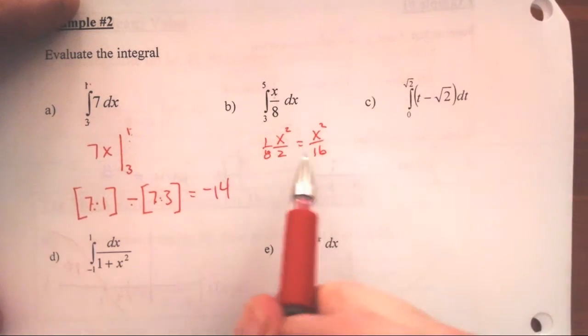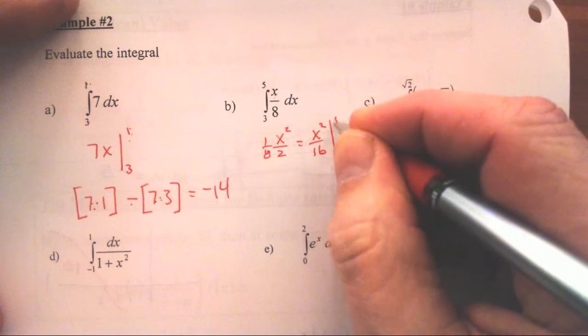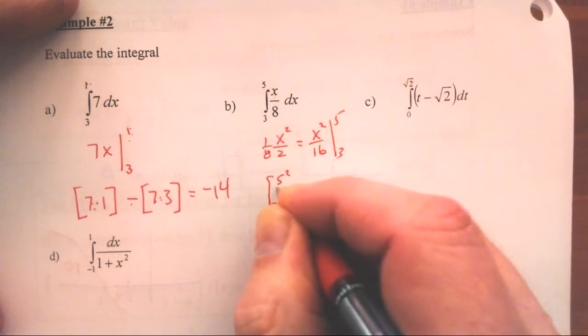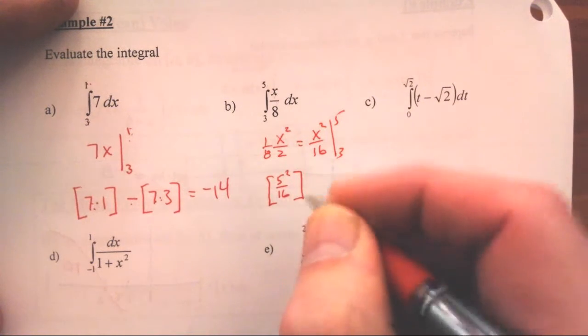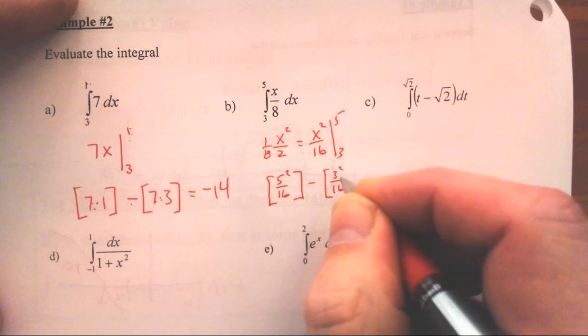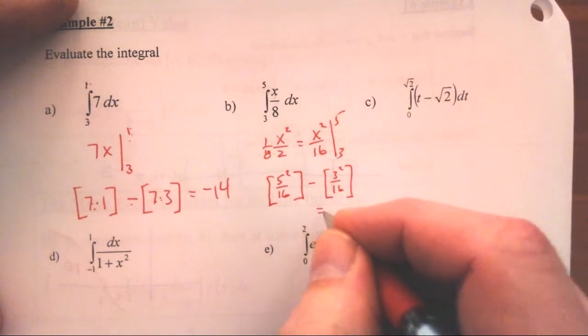Let's take a quick look. 2x on 16, x on 8, from 3 to 5. So I get 5 squared on 16, and that's it for that one, minus 3 squared on 16, which is 25 minus 9, 16 on 16. How about that? Just 1.